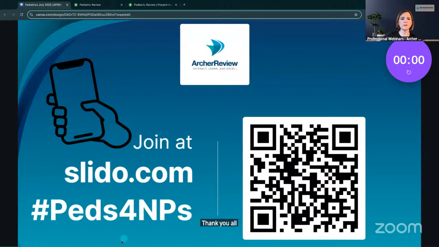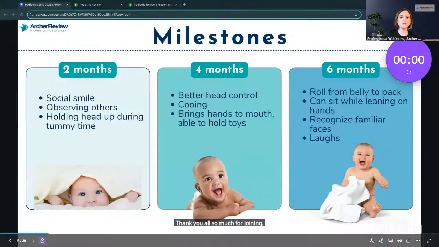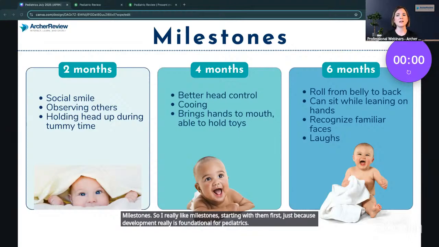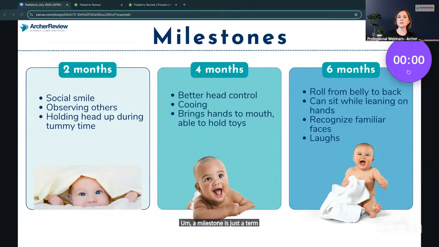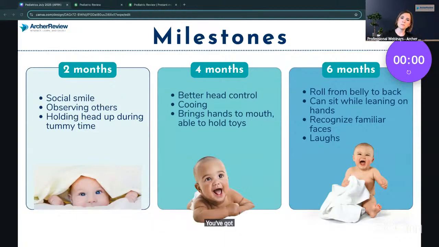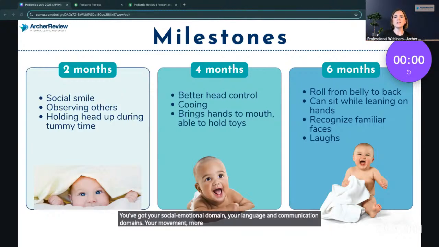Thank you all so much for joining. So we're going to start out with milestones. I really like starting with them first, just because development really is foundational for pediatrics. A milestone is just a term for a specific developmental skill or ability, which can refer to several different domains. You've got your social emotional domain, your language and communication domains, your movement, more physical development, and then obviously your cognitive milestones. These early markers really tell us so much about babies and young children's development, and they can really clue us in if they're having problems.